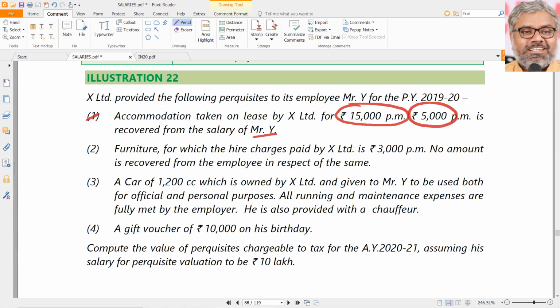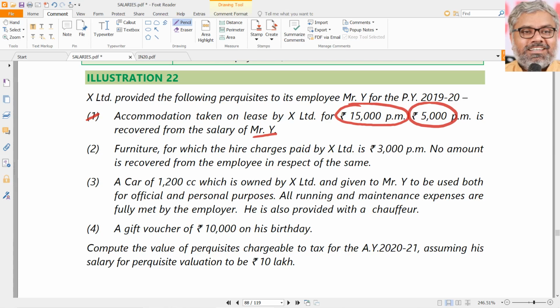So that is a separate story. Don't mix that. That is what people will do. 15,000 minus 5,000, 10,000 they will take. Wrong answer will come. Don't mix these two things. Computation of value of perquisite is different. Recovery from employee is different.